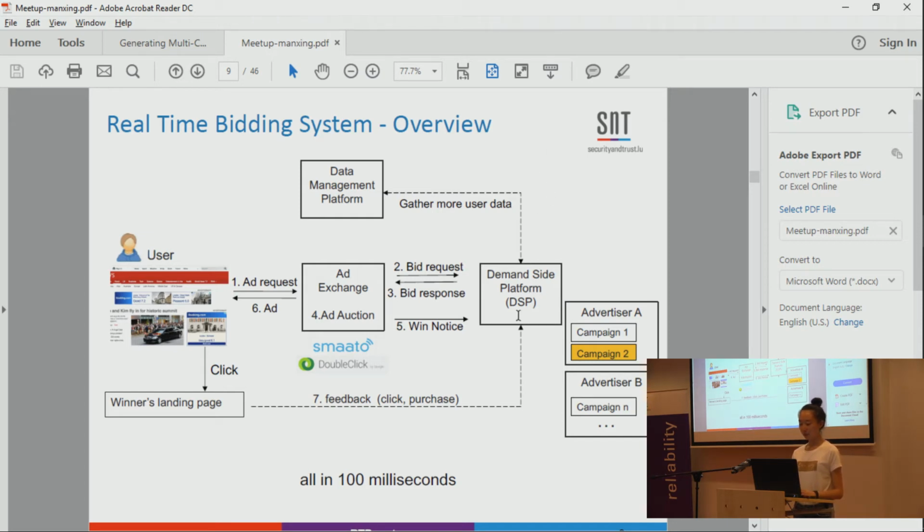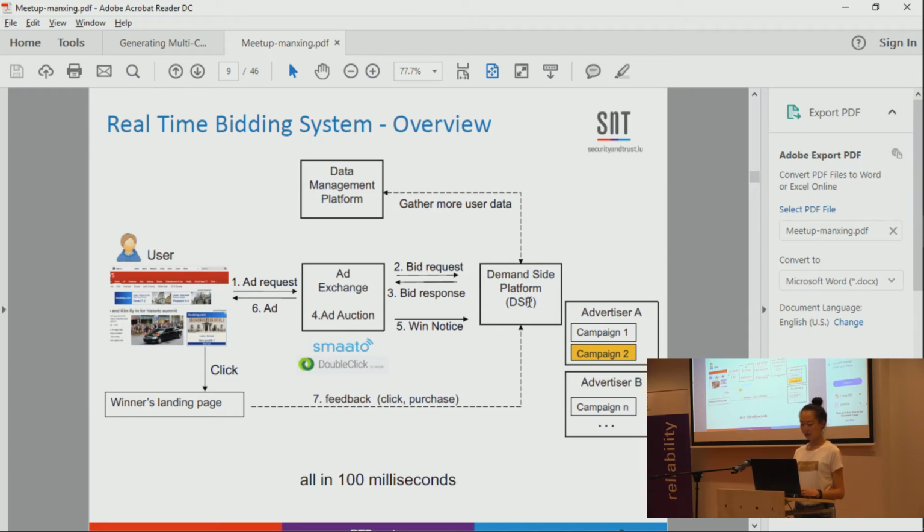Each DSP is trying to select advertisements from their ad inventory. Multiple advertisers will register their ad campaigns on this platform. The DSP, on behalf of the advertisers, upon receiving one bid request, will try to look for the best campaign to show to the user. In the meantime, using the information coming from the bid request, the DSP can also gather more user data from a third party called a data management platform.